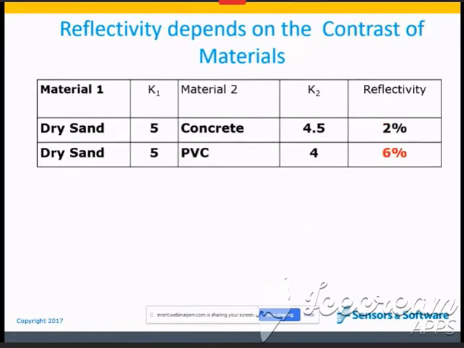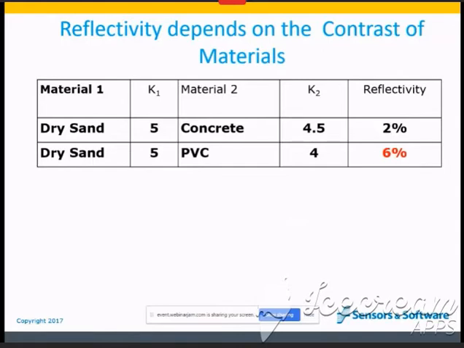A PVC pipe in dry sand is not much better. A PVC pipe with a K of 4 buried in a dry sand with a K of 5 gives us a reflectivity of 6%. With such low reflectivity, how does GPR ever find non-metallic utilities?